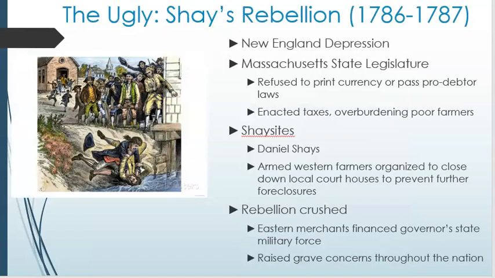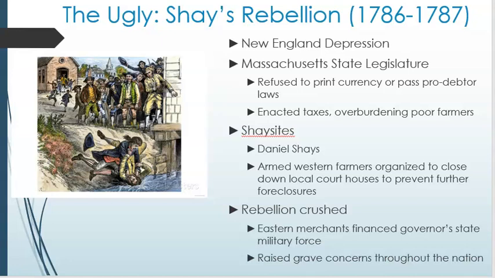And now the ugly. Shays' Rebellion, 1786, 1787. New England is in a depression, which means they are all broke, everybody's suffering. The Massachusetts state legislature will refuse to print currency or pass pro-debtor laws, meaning they're not going to make it easy for people who owe money to pay off that money. They will enact taxes, and they will make it really, really difficult on poor, struggling farmers. Again, New England isn't the best place to farm, but a lot of these old soldiers that fought in the Revolution get their land, they get their pay, which for the most part was equivalent to just some land, and they want to just go live their lives, and they owe so much money that they can't.